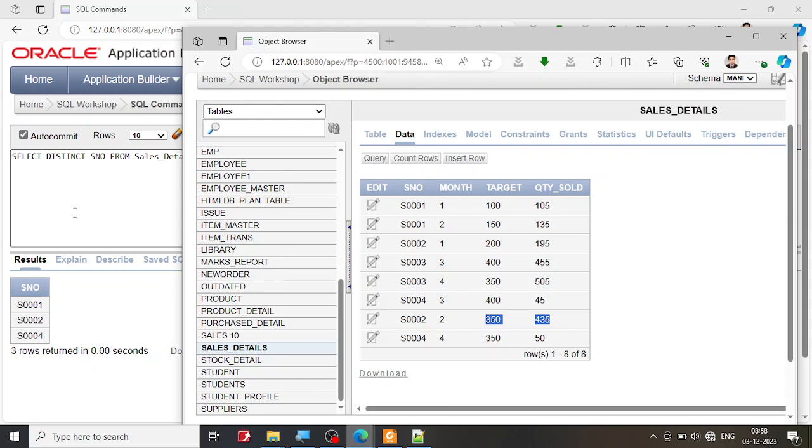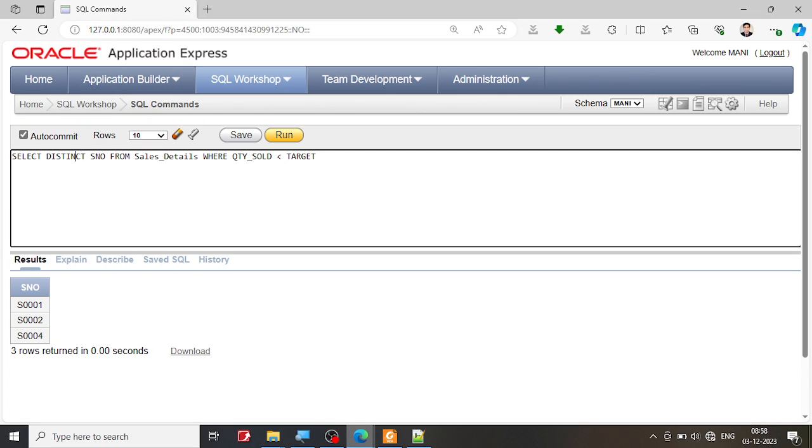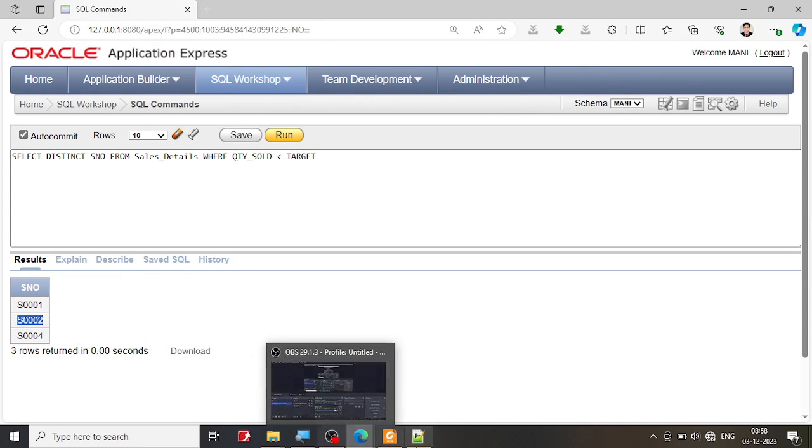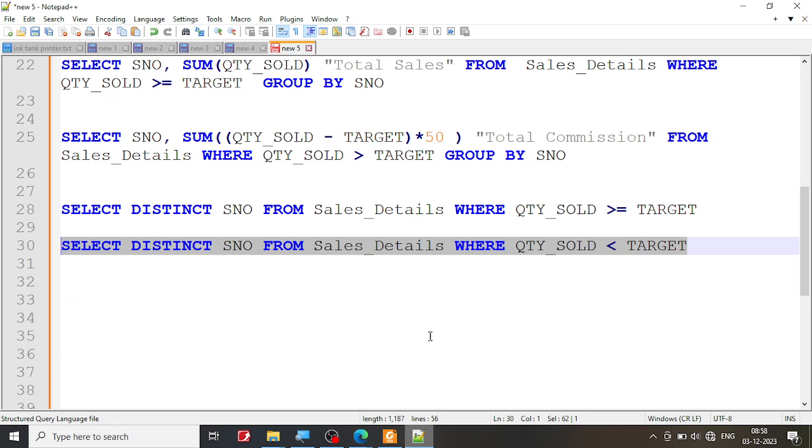So I have to fine tune it again. Now if I just say where the quantity sold is less than target, I'm going to get all of them, including the culprit. But from this, these two people have to be relaxed. How do I relax them? I'm going to say that these people have achieved the target at least once.